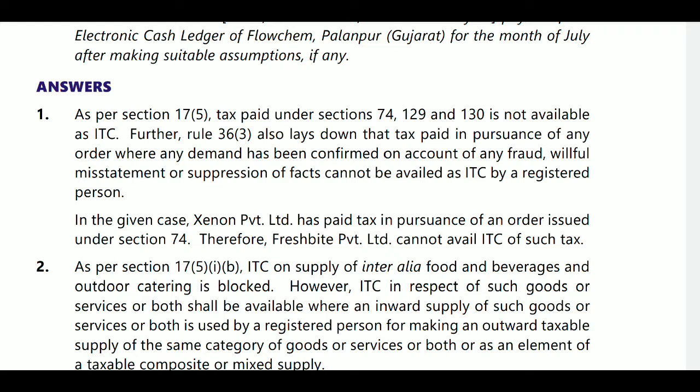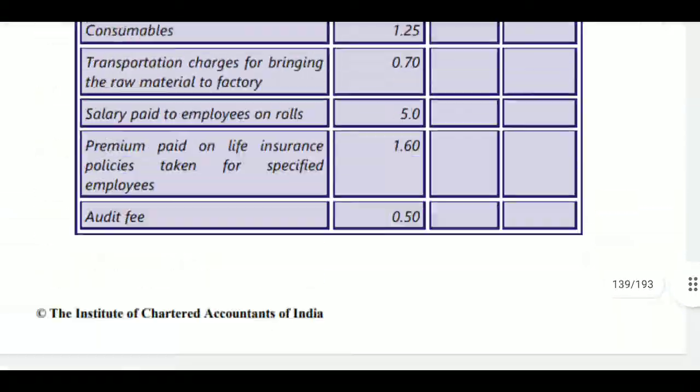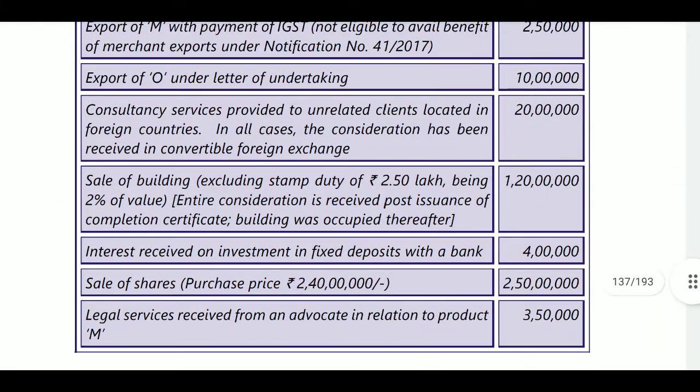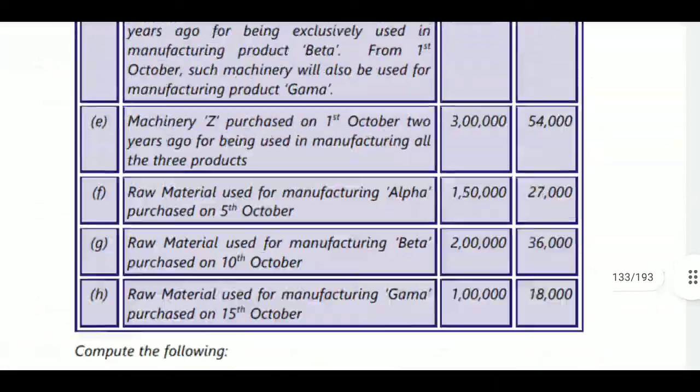If you paid the amount on your own, it is eligible for ITC. If you paid the amount when the proper officer told you, that is, after the show cause notice was issued, then that amount is not eligible as ITC. Here the registered person, Gen Private Limited, has paid tax in pursuance of an order issued under section 74. Therefore, ITC of such tax is not available to Fairshade Private Limited. Not available.